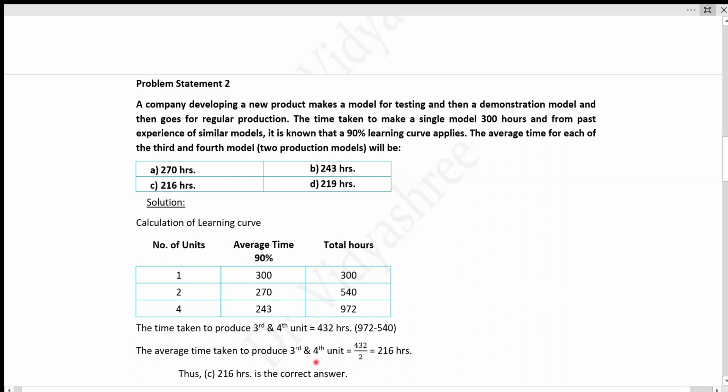Here how many units are there? Third and fourth unit. Third and fourth unit is nothing but the 2 units. So 432 divided by 2, we get 216 hours. So 216 hours is the answer. You can observe C. Option C is the correct answer.